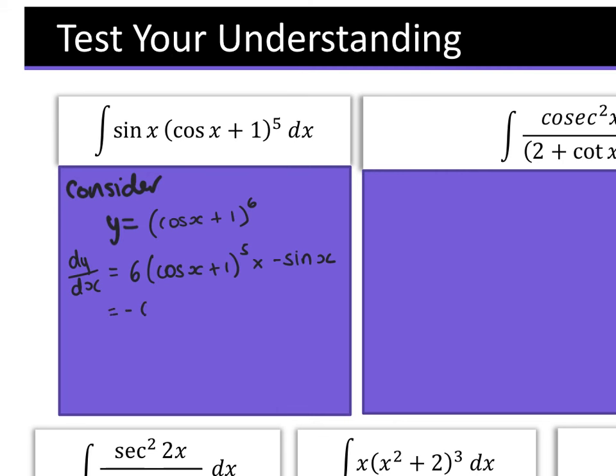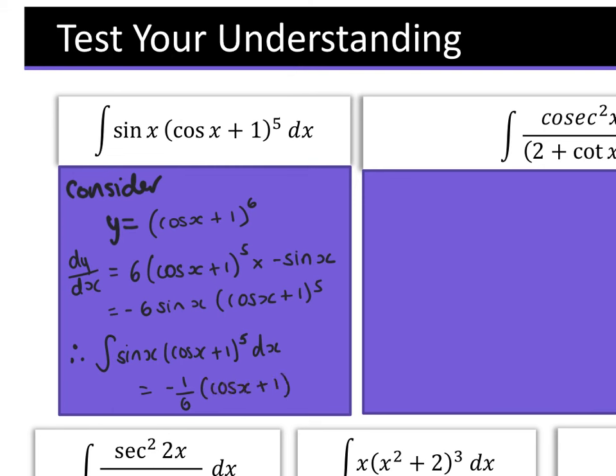So I'm going to have negative 6 sine x (cos x plus 1) to the power of 5. Now if I compare this with what I've got here, I've got minus 6 lots. I actually want positive 1 lot, so I need to divide my original consideration by negative 1/6. So therefore, the integral of sine x (cos x plus 1) to the power of 5 with respect to x equals negative 1/6 (cos x plus 1) to the power of 6 plus our constant of integration c.